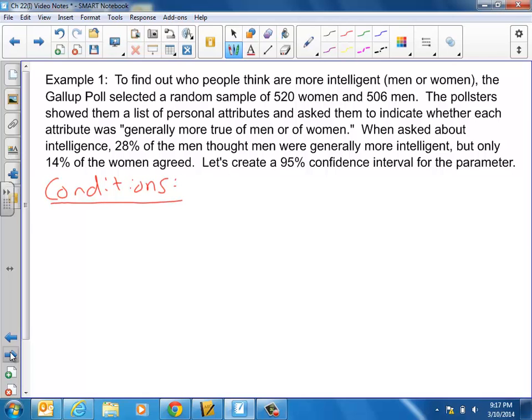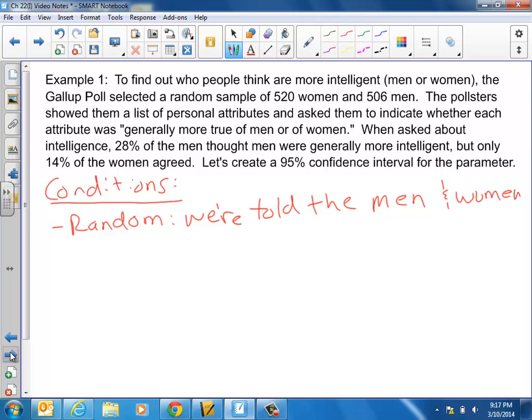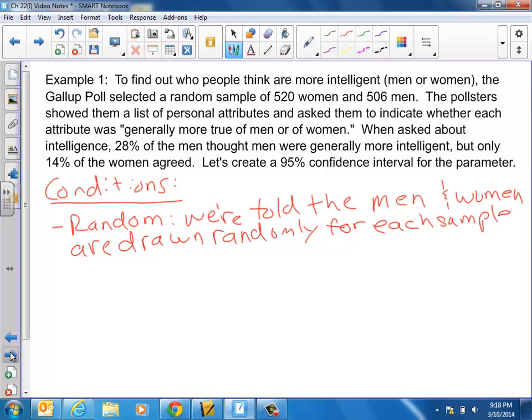We need to check, as always, randomization first. Well, in this case, we are told the men and women from each sample are drawn randomly. Or really, that's an awkward way to word it. The men and women are drawn randomly for each sample of size 506 and 520 that we have. Okay, so we've checked that off. And again, we checked it doubly. Rather than just for one sample, we checked it for two.